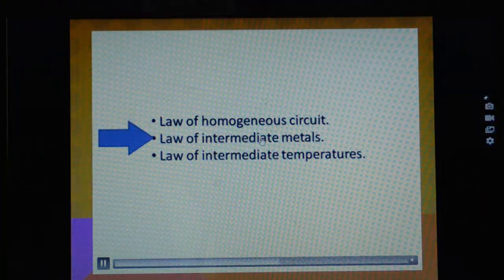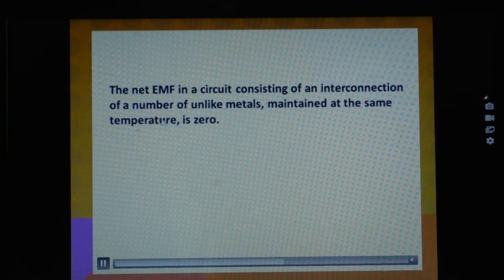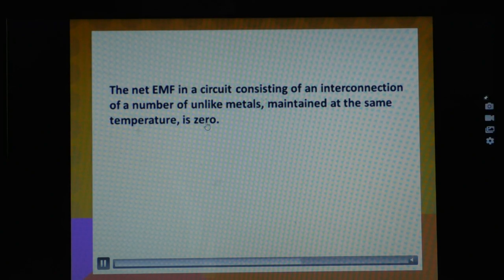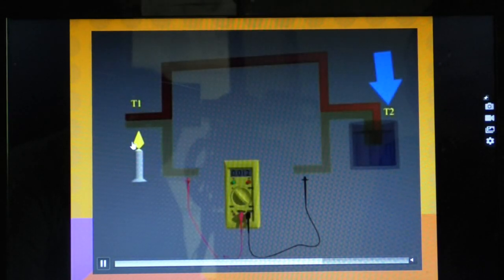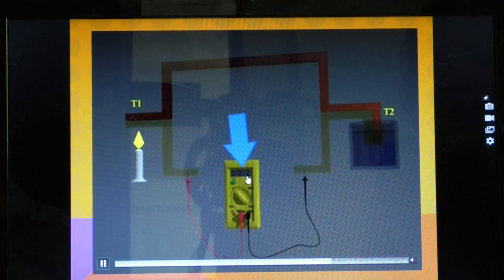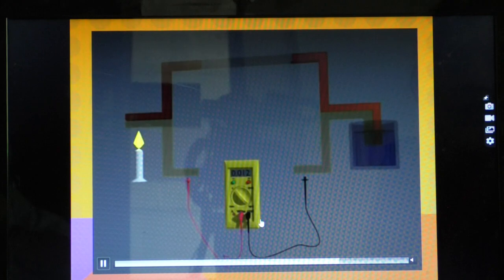Law of intermediate metals. In the case of the law of intermediate metals, what we say is that the net EMF in a circuit consisting of an interconnection of a number of unlike metals maintained at the same temperature is 0. So if we deal with a number of unlike metals and they are operating at the same temperature, then the net EMF is equal to 0. So you can see here the two strips, T1 and T2, connected with the terminals of the ammeter, and what it results is shown over here.